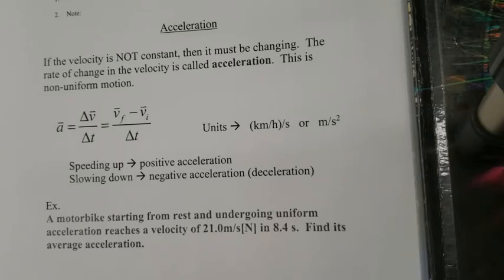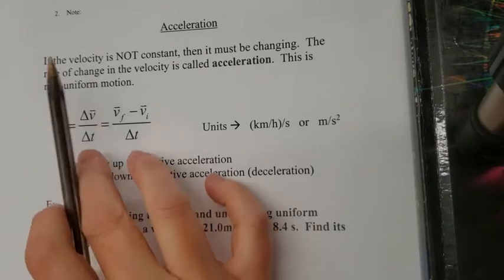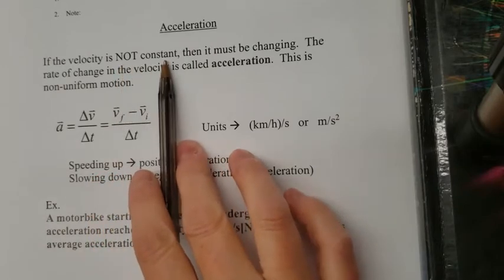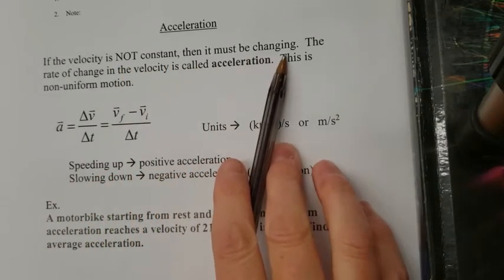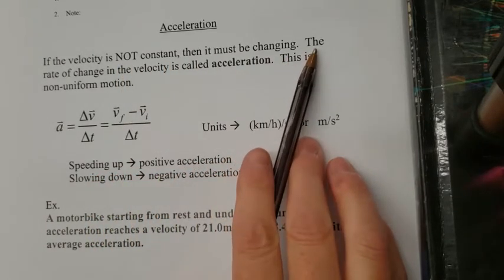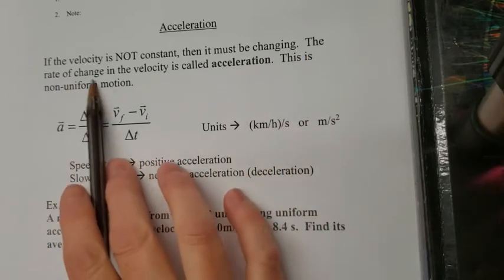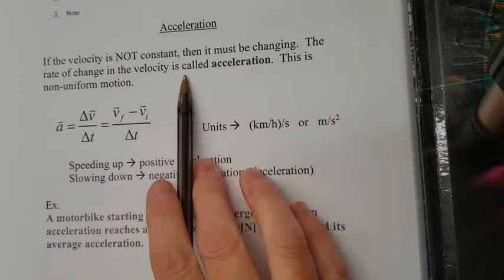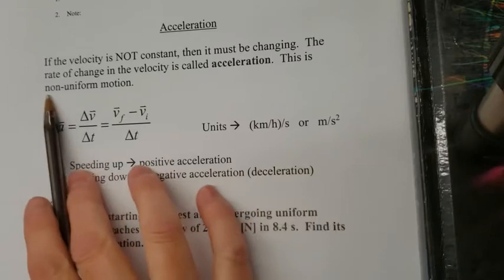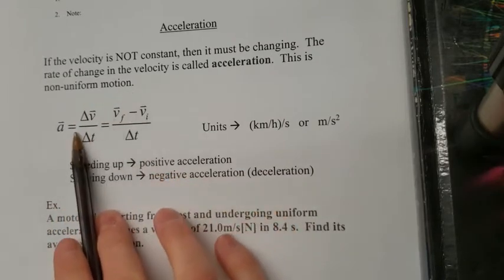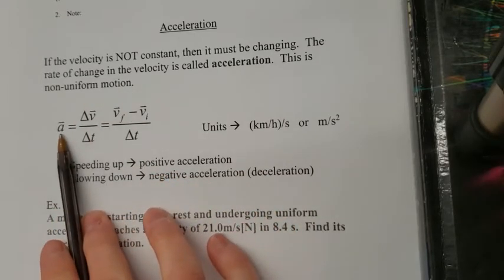Acceleration is what we call when the speed is changing. So if the velocity is not constant, then it must be changing. That's the definition of acceleration. Acceleration is the rate of change in velocity. This is non-uniform motion. The formula is really simple.